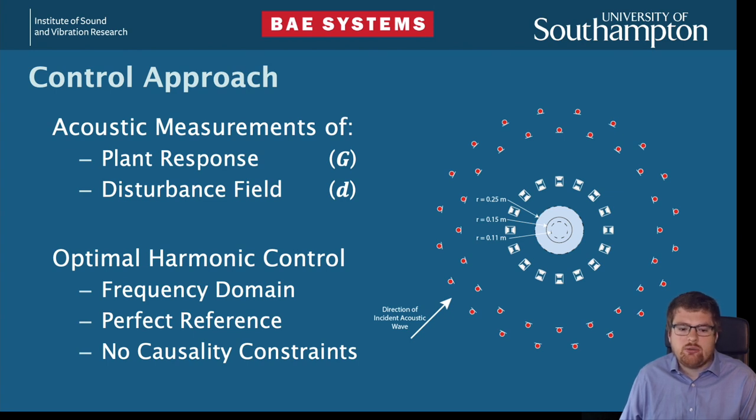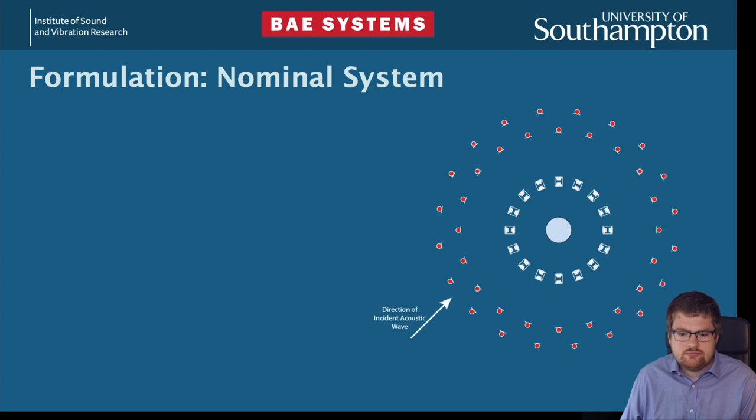In this study, we're using an optimal harmonic controller formulated in the frequency domain. This can be considered the best case scenario, as it neglects practical constraints such as reference signals and causality, and therefore, whilst it's not directly implementable, it allows an investigation into the effects of uncertainty without overcomplicating the controller design.